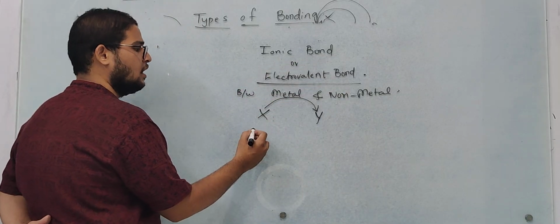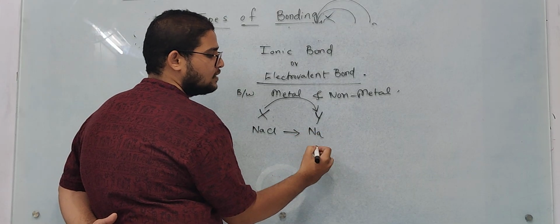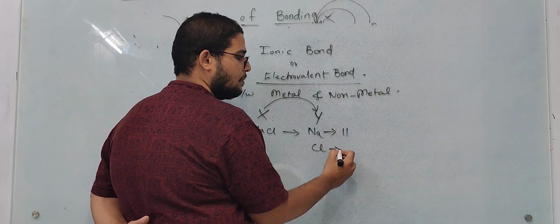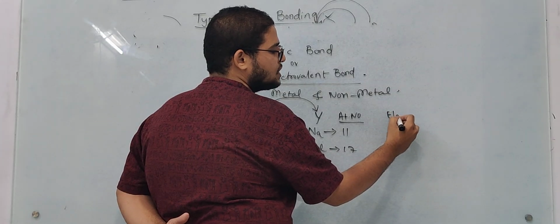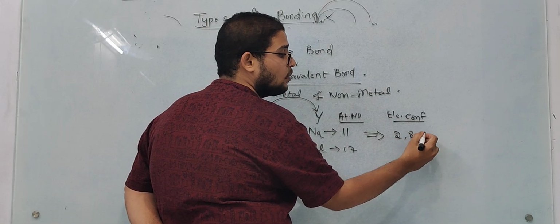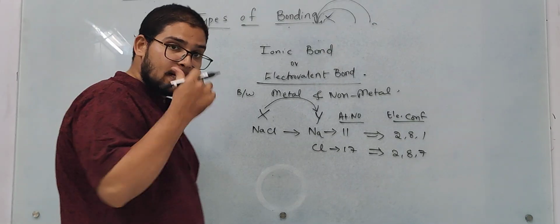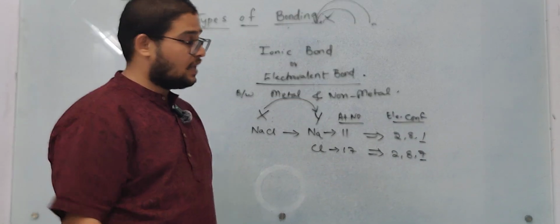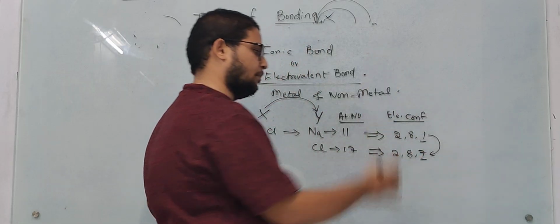We will study an example with the explanation of sodium chloride. In sodium chloride, the metal is sodium and the non-metal is chlorine. The atomic number of sodium is 11, and the atomic number of chlorine is 17. What about the electronic configuration? The electronic configuration of sodium is 2, 8, 1, whereas chlorine is 2, 8, 7. So sodium has 1 electron extra and chlorine has 1 electron deficiency. What happens here is this electron will be completely transferred to the chlorine.